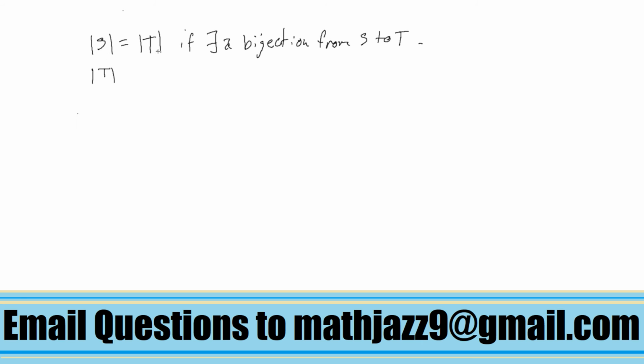So if S has the same cardinality as T, then T has the same cardinality as S, because we can just reverse the bijection. It gives us a new bijection going the other direction. Okay, so this is what we're trying to prove: that the natural numbers and the integers have the same cardinality.